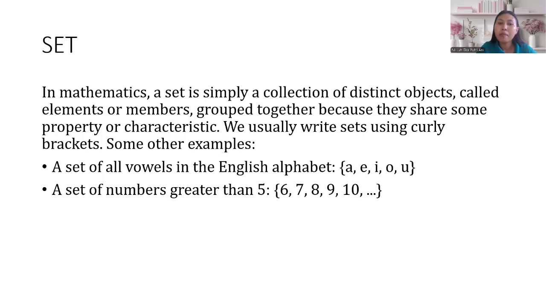The first topic is set. In mathematics, a set is simply a collection of distinct objects called elements, numbers, or members, grouped together because they share some property or characteristic. We usually write sets using curly brackets. For example, the set of all vowels in the English alphabet is the set {A, E, I, O, U}. The set of numbers greater than 5 is the set {6, 7, 8, 9, 10, and so on}.